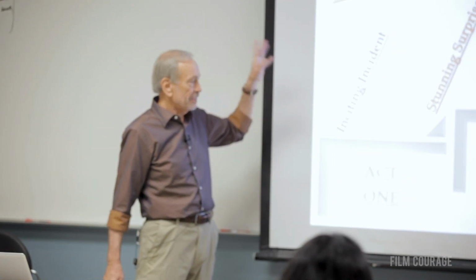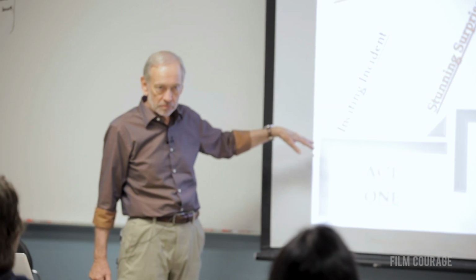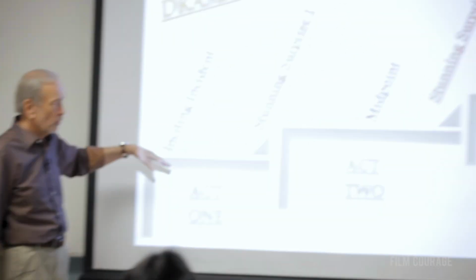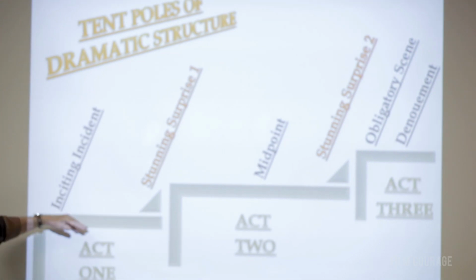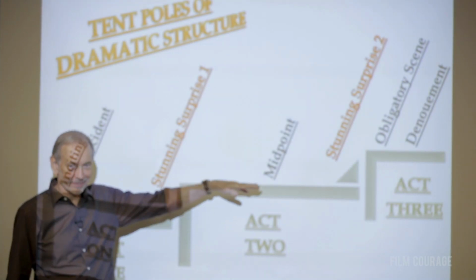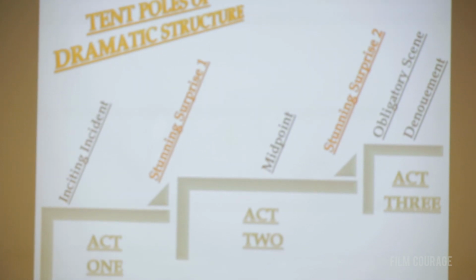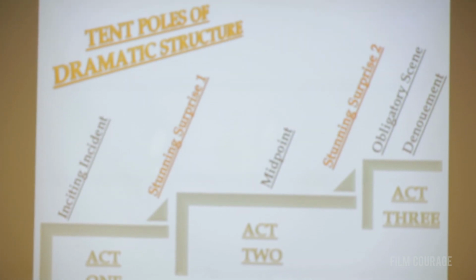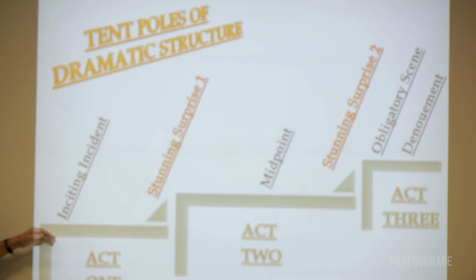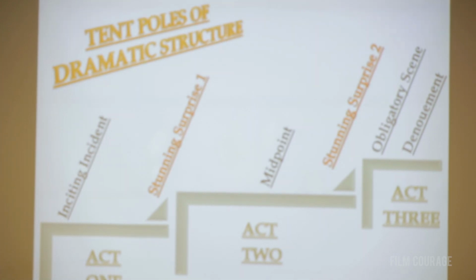Inciting incident. These are the dramatic tent poles. Acts 1, 2, 3. And the whole point is they need to keep rising, you know. They have to, or you're going to lose your audience. They can't just float along. Two main things happen in Act 1, the inciting incident and Stunning Surprise 1, which ends the act.